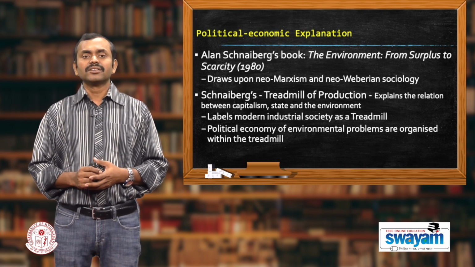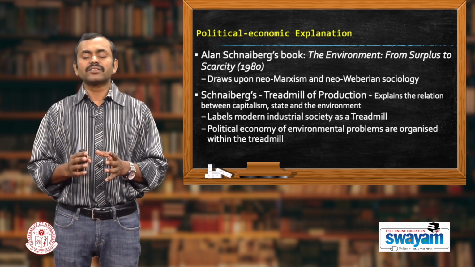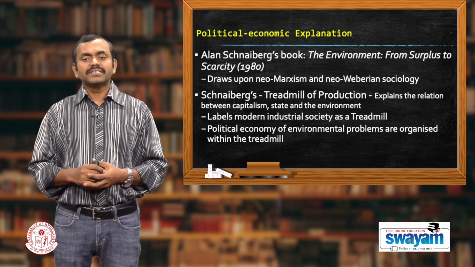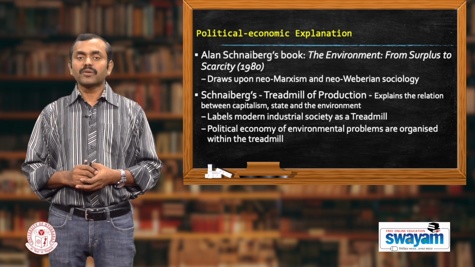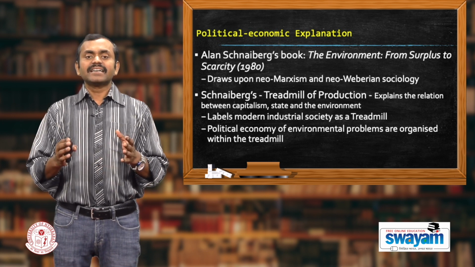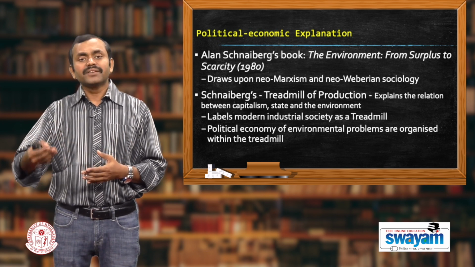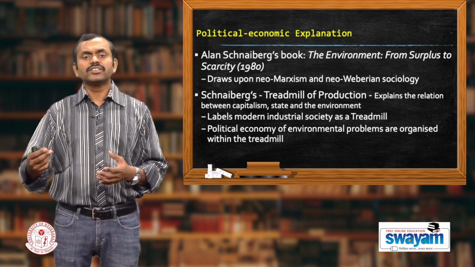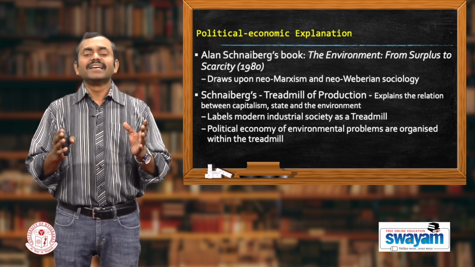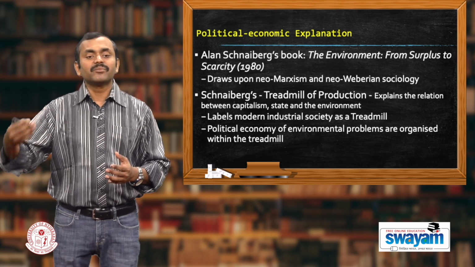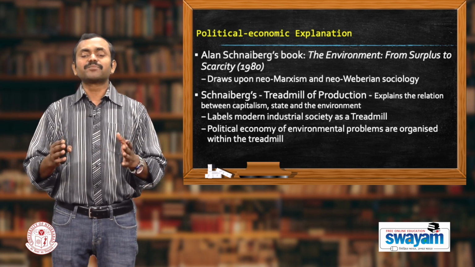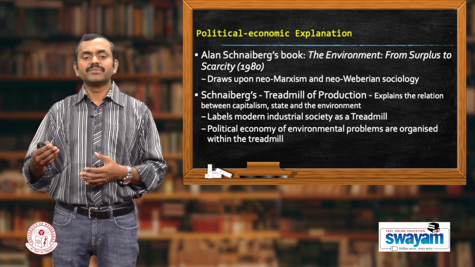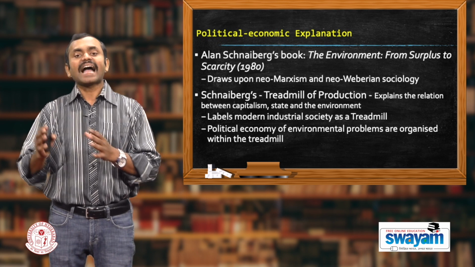Having discussed the ecological explanation of environmental degradation, let us now discuss the political economic explanation of environmental degradation. We will discuss here Allan Schnaiberg's book, The Environment: From Surplus to Scarcity, which was published in 1980. Schnaiberg draws heavily from neo-Marxism and neo-Weberian political sociology to portray a relationship between capitalism, state and environmental degradation. So, Schnaiberg provided his treadmill of production theory, which explains the relationship between capitalism, state and environmental degradation.